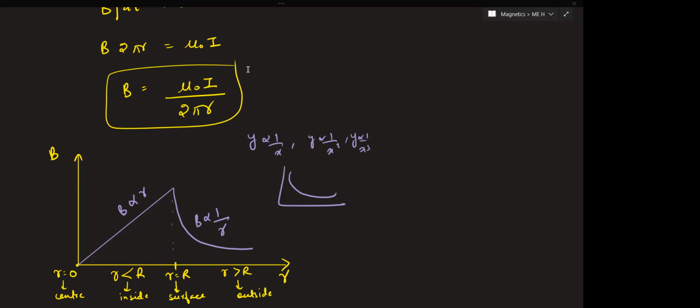Ma'am, in the graph, what is the capital R? Capital R is the radius of the wire that I've taken, because the earlier one was specifically restricted to that question we had taken. This graph is a generalized graph for a cylindrical wire. So capital R is the radius. That's why when the radius and small r are equal, it is the surface.